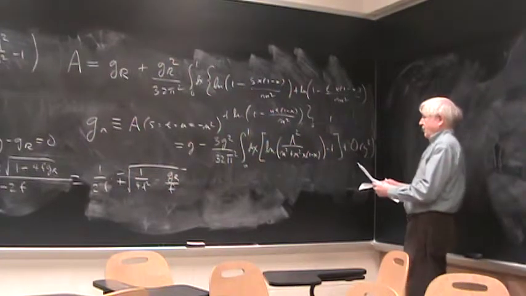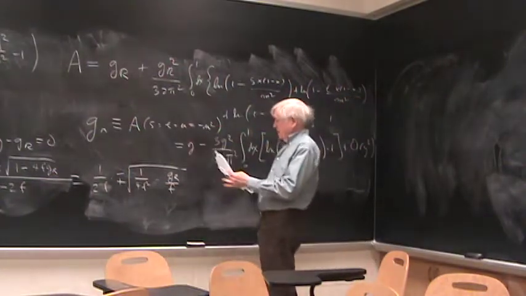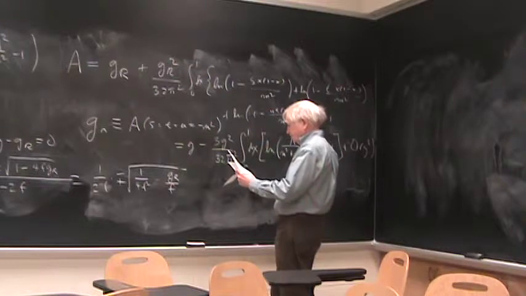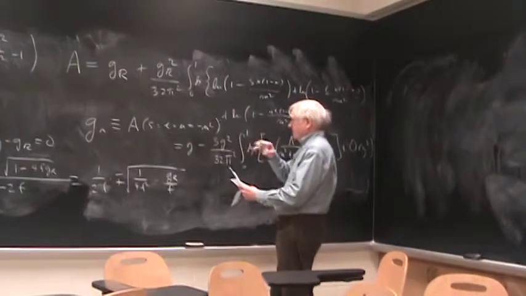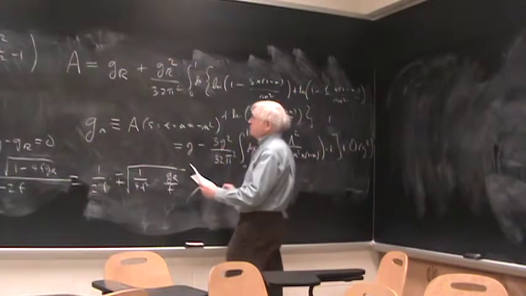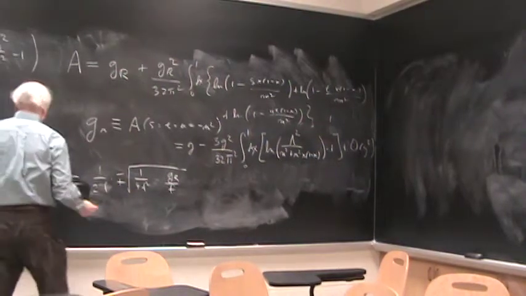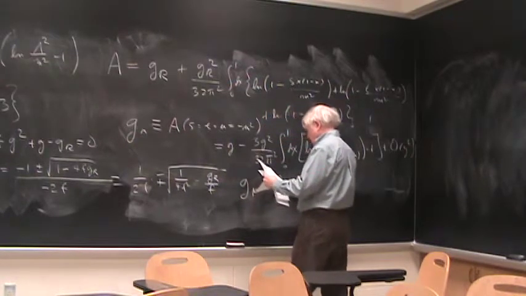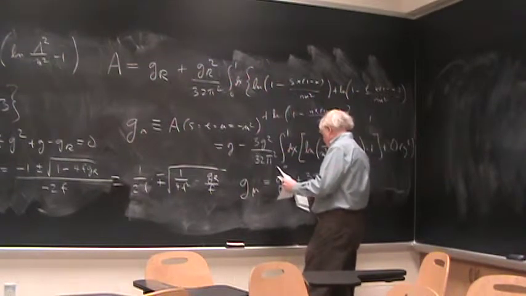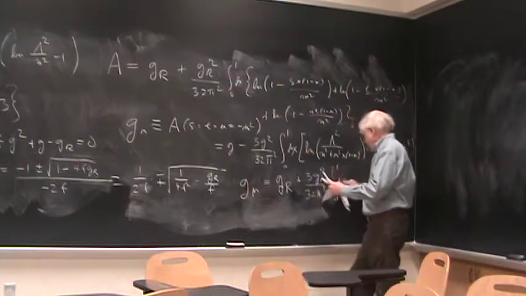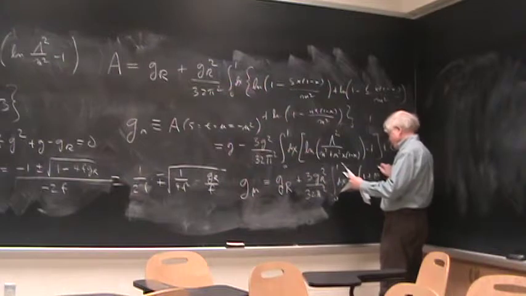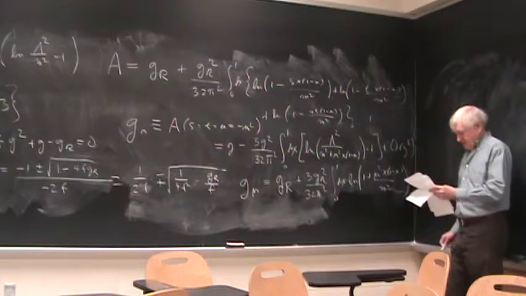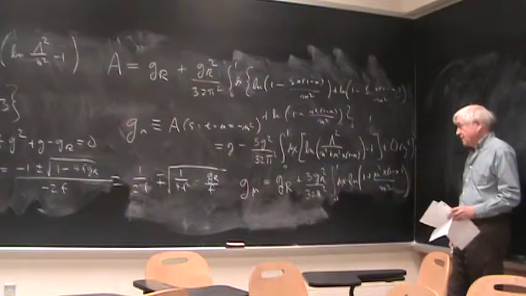Okay, yeah, I skipped something, but that's not all that important. Now what we're doing is setting this equal to that, and that in terms of the bare g is this. Now, let me go a couple of extra steps here. Remember the g sub R was given by this expression here. And so we can say here that g sub mu is equal to g sub R plus 3g sub R squared over 32 pi squared integral 0 to 1 dx log of 1 plus mu squared x(1 minus x) over m squared plus higher order terms. So that's how g mu is related to g R.